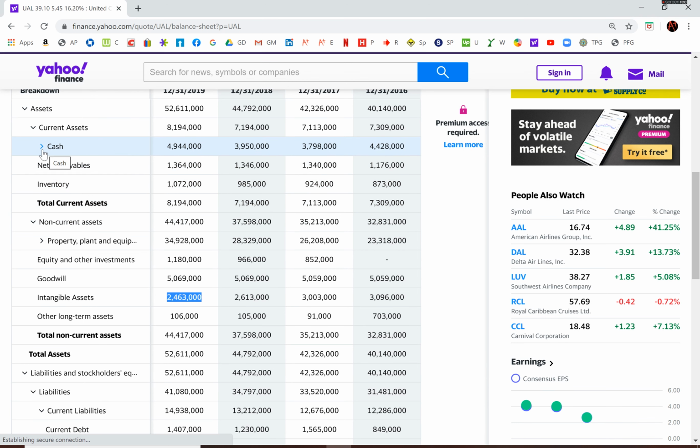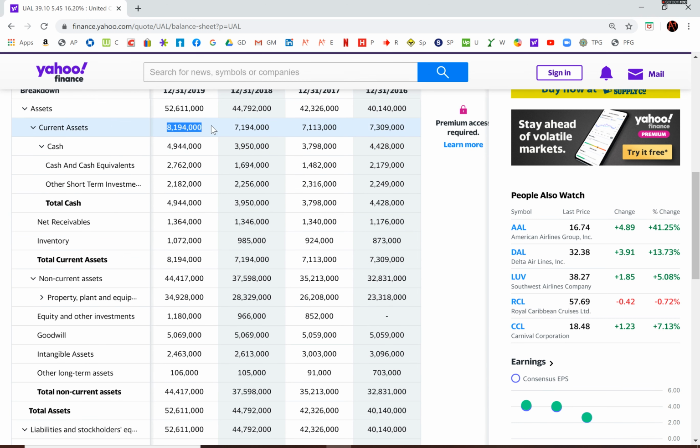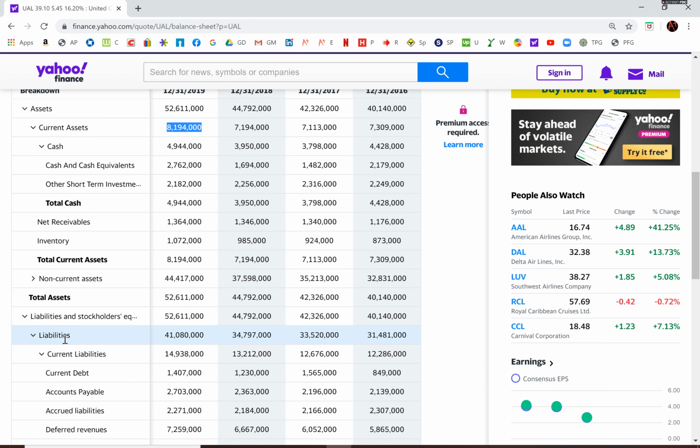Let's see if we could identify it. 8.2 billion of current assets and 14 billion of current liabilities. So all this means is that they just need to take on more debt. They need to take on 6 billion of debt just to cover their current liabilities over the next 12 months. They just don't have enough cash.